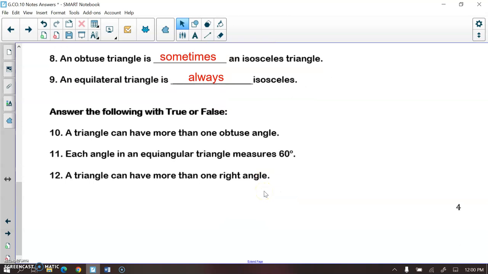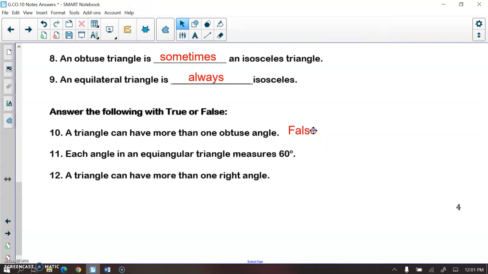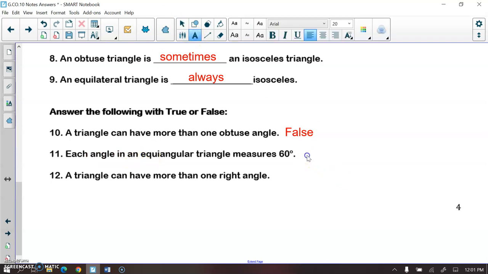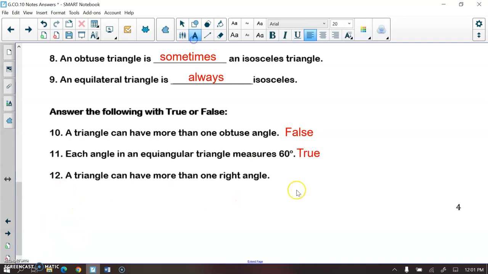All right, the next set of questions we're going to answer true or false. A triangle can have more than one obtuse angle. We talked about that in the background information video. That is false. Each angle in an equiangular triangle measures to be 60 degrees. We also talked about that in the background information video. That is true. And then a triangle can have more than one right angle. We talked about that as well in the background information video. That is false.